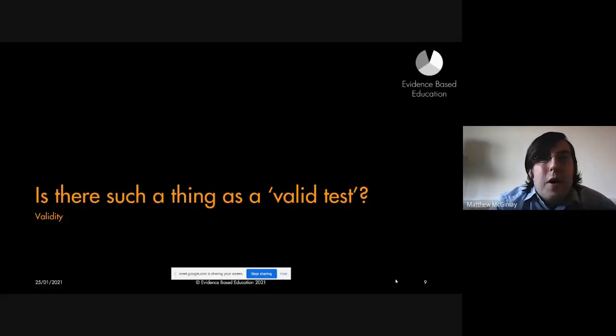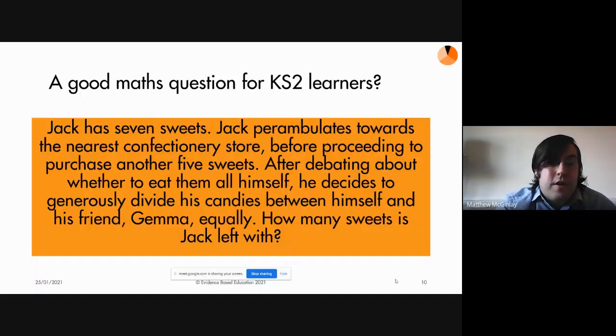The second pillar of any good assessment is thinking about validity. And I often hear the phrase, oh, it wasn't a valid test. But I don't think there is such a thing as a valid test. There is no one assessment that is universally valid. Validity is thinking about whether a test is valid for a particular purpose. And I have this question up here.